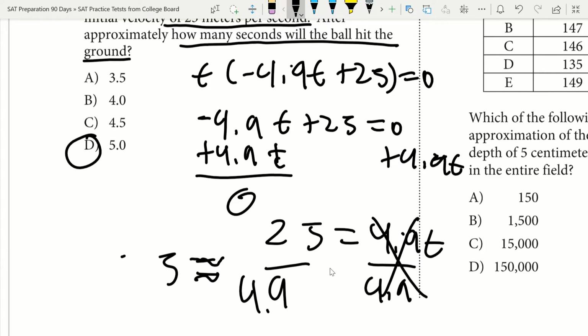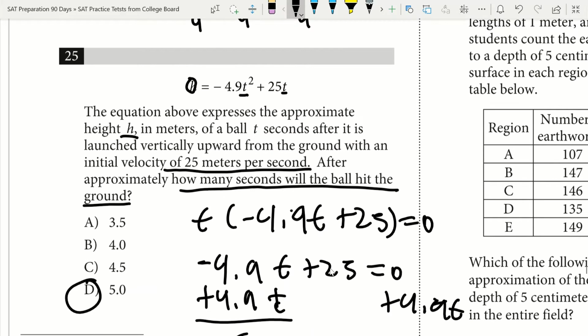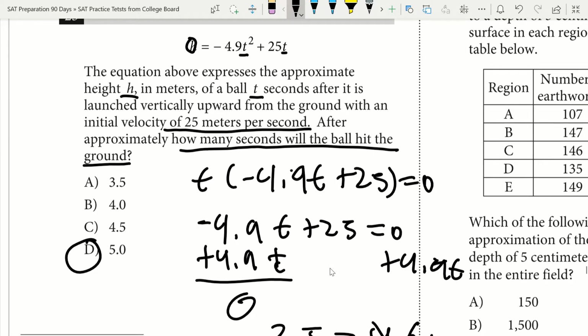So the answer there is going to be D for number 25. As far as what we can take from this that you can put in your notes to make sure that you're really understanding how to solve these more difficult problems, a big thing here is just understanding that if our ball is going to hit the ground, that means our height's going to have to be 0.